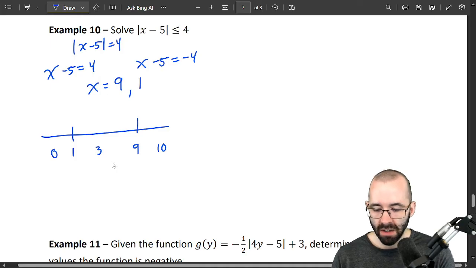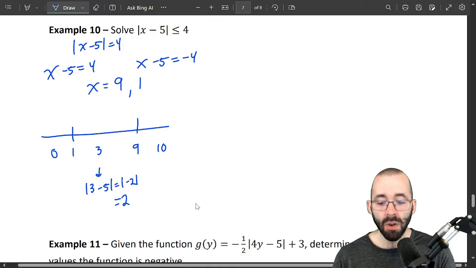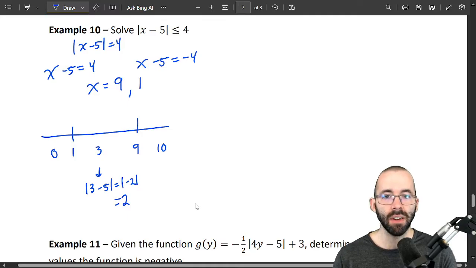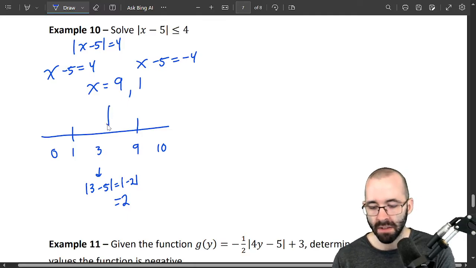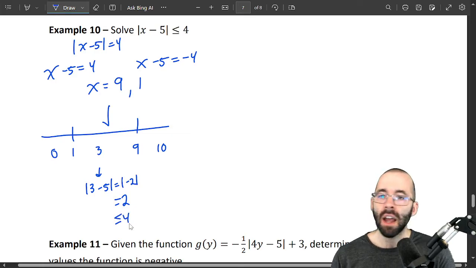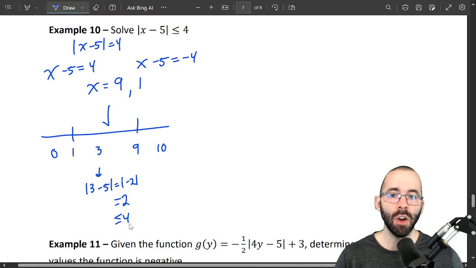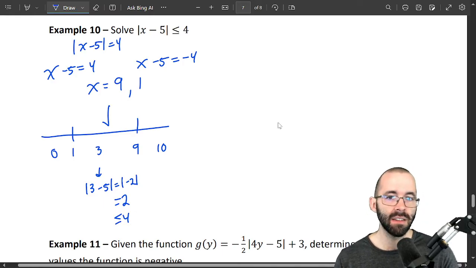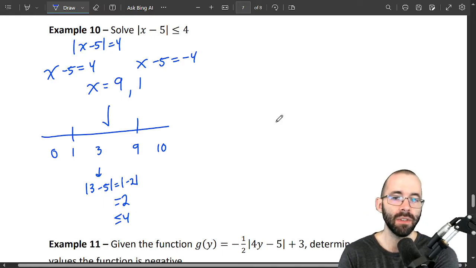So if we plug in 3, that gives us the absolute value of 3 minus 5, and how does that compare to 4? Well, that's the absolute value of -2. That's +2. Oh, okay, so that is less than or equal to 4. That's great. And that immediately tells us our answer because we know absolute values look like V's. That means we have to be inside the interval.